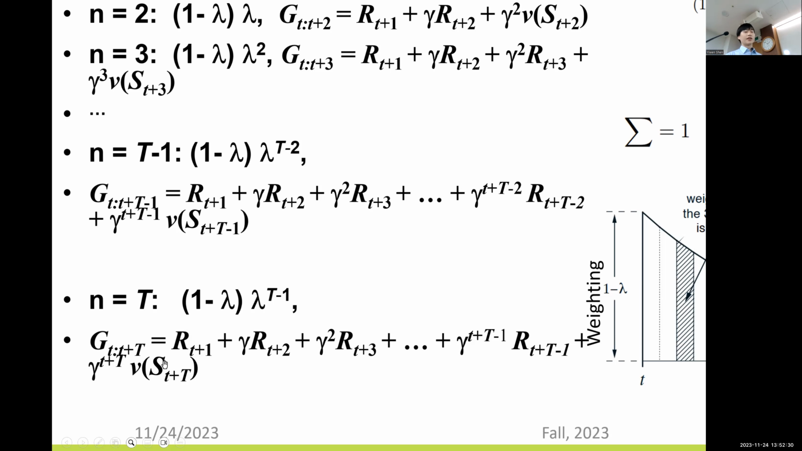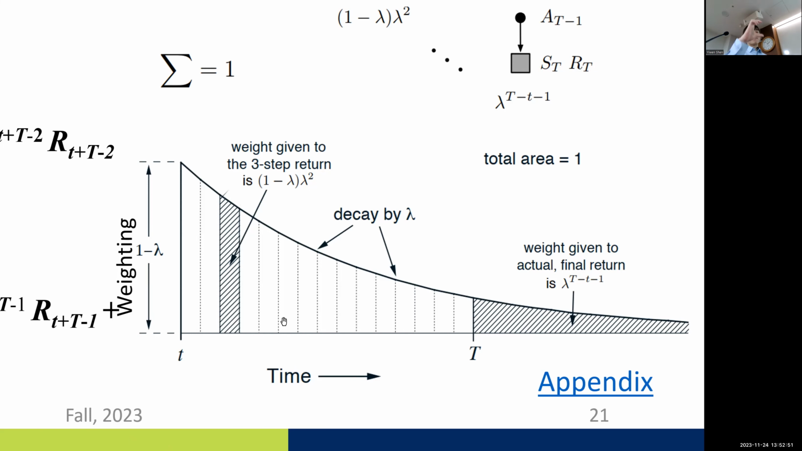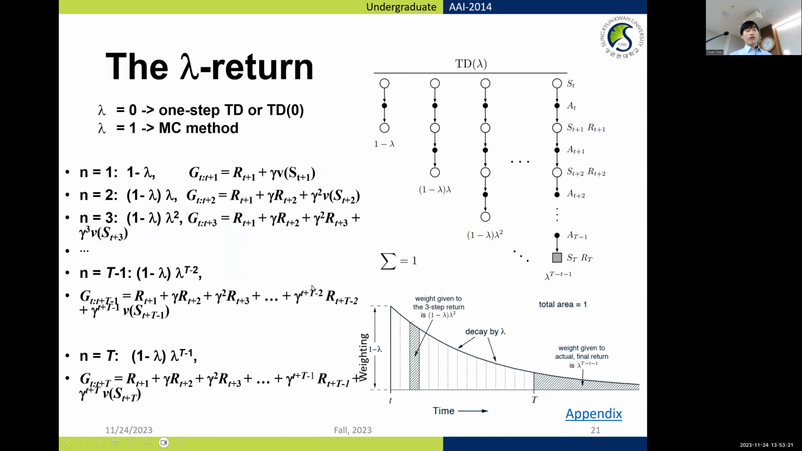Let's take a look here. If we combine this decay function with each component, you will see what is happening here. Each component will be rescaled by this decay function. The highest weighting is 1 minus lambda. So the first component, the one-step return, is here, the two-step return is here, the three-step is here, then it decays until the terminal T. The remaining I just consider as lambda to the power capital T minus t minus 1.